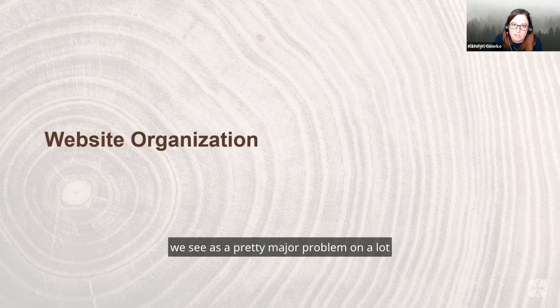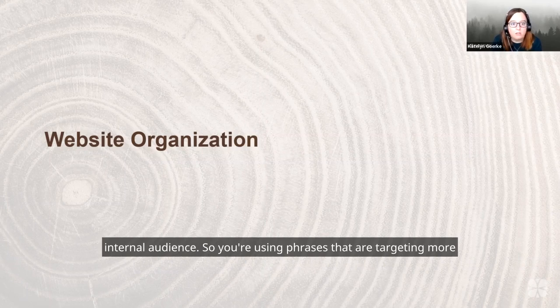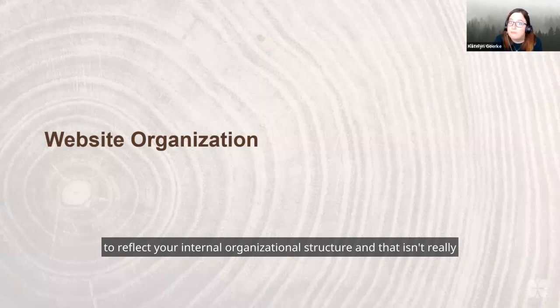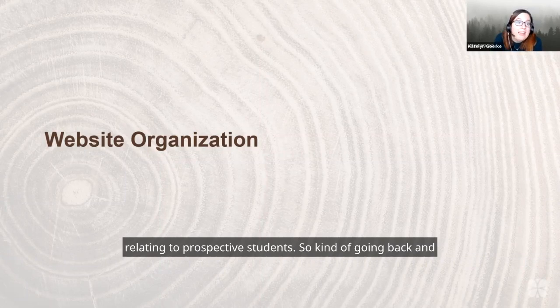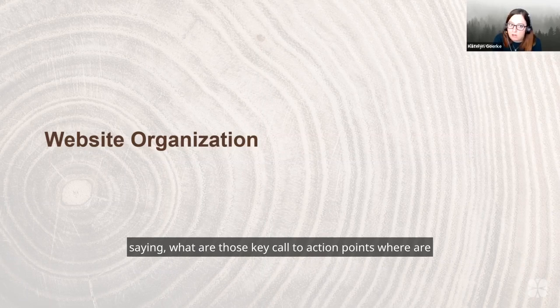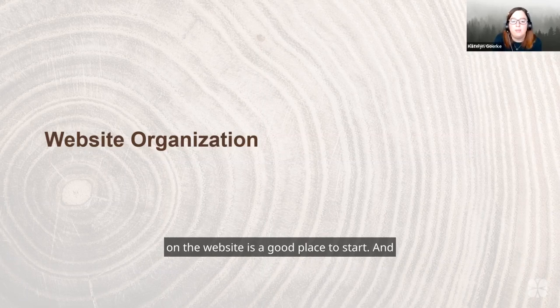One thing we see as a pretty major problem on a lot of higher ed websites is that their navigation and their setup of the site is set up for an internal audience. So you're using phrases that are targeting more of an internal structure. Maybe your website is set up to reflect your internal organizational structure, and that isn't really relating to prospective students. So kind of going back and saying, what are those key call to action points? Where are those key places that we need each audience to visit on the website is a good place to start.